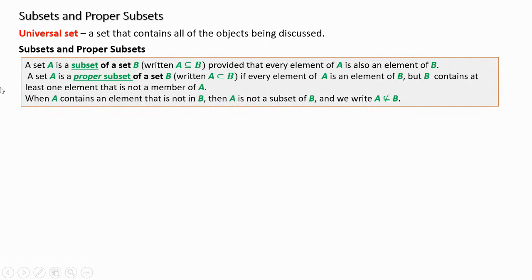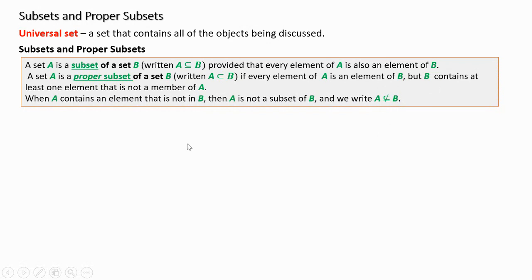Now for the second one, a proper subset. A set A is a proper subset of set B. And here's how it's written. A is a proper subset of B if every element of set A is an element of set B, but B contains at least one element that is not a member of A. Okay? Right now I'll show you some examples. When A contains an element that is not in B, then A is not a subset of B, and we write it as A is not a subset of B.